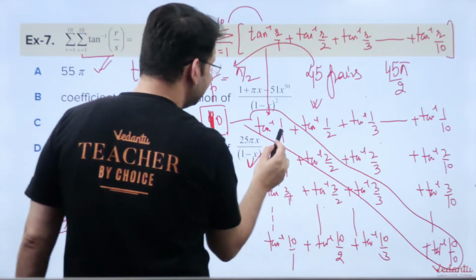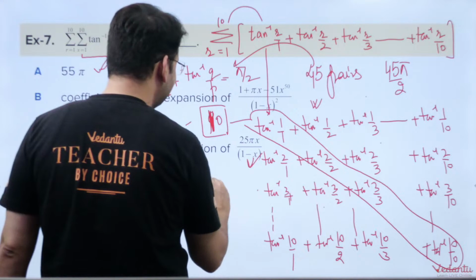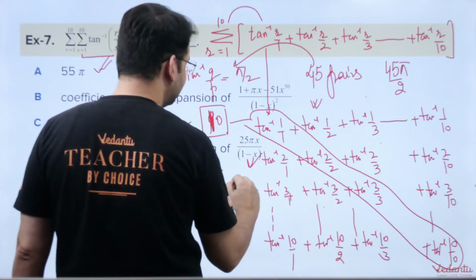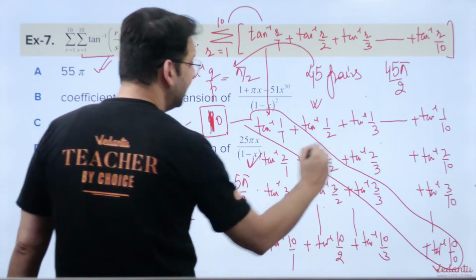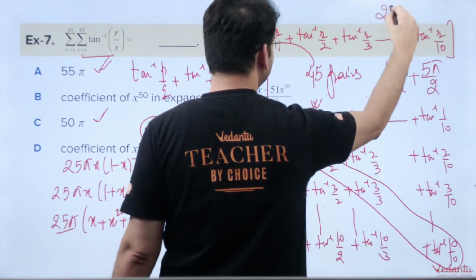What are these 10 terms? Tan inverse of 1 plus tan inverse of 1 plus tan inverse of 1 up to tan inverse of 1. So this is 10 times pi by 4, since every term is pi by 4. This is 5 pi by 2. So plus 5 pi by 2, this is 50 pi by 2, or 25 pi.